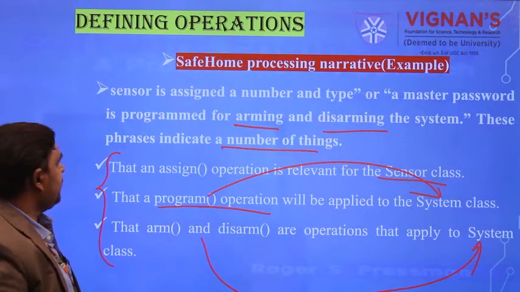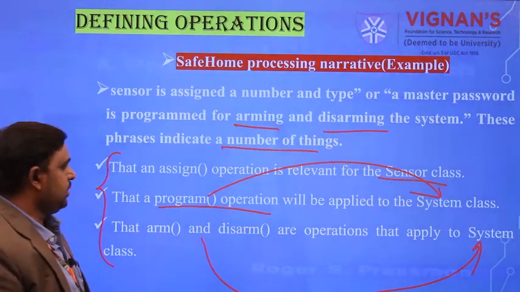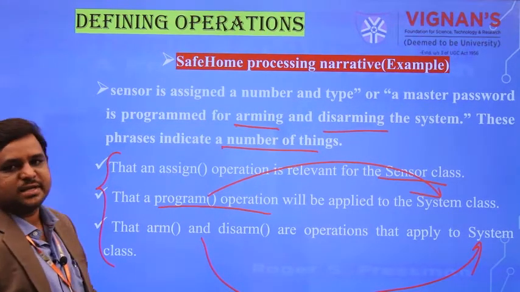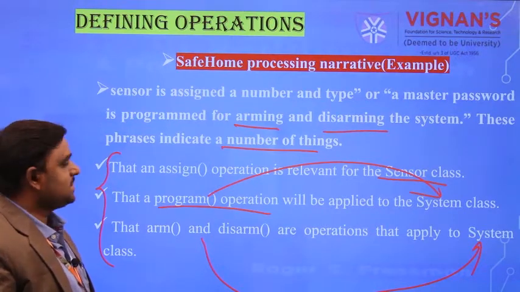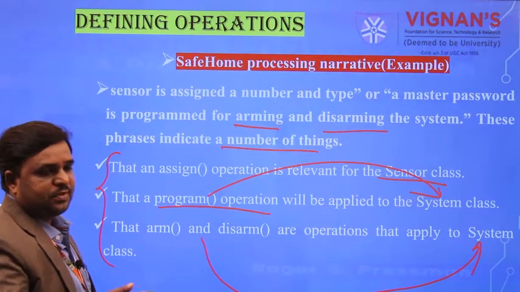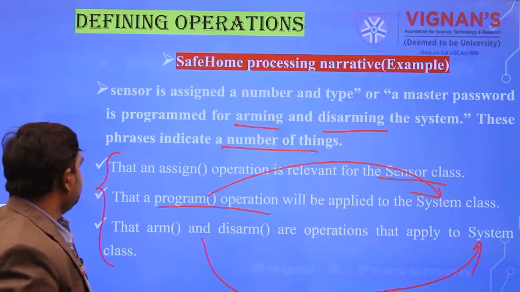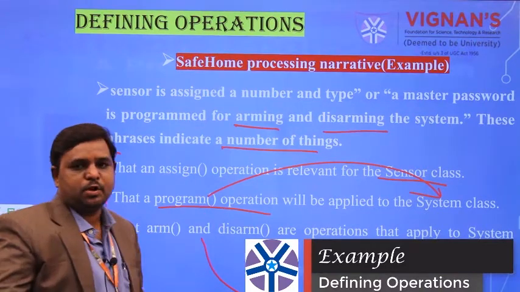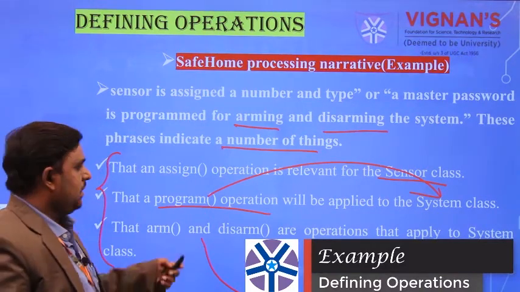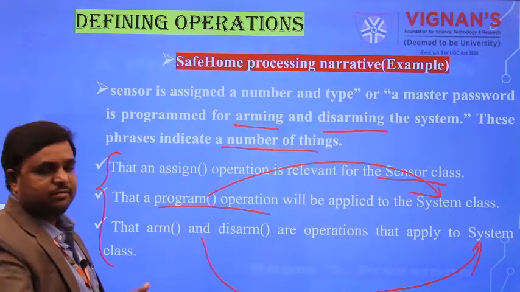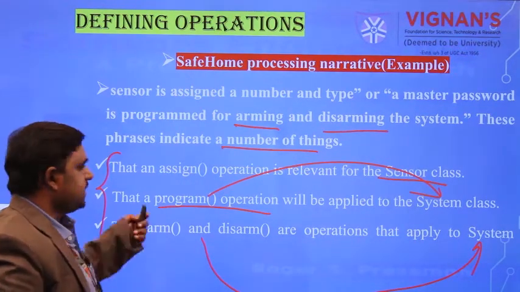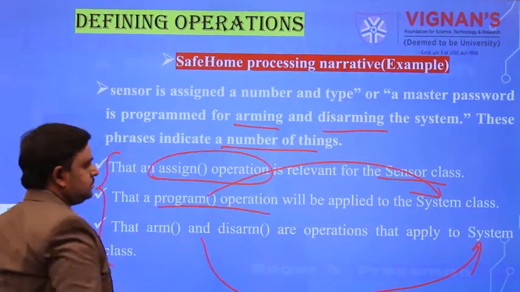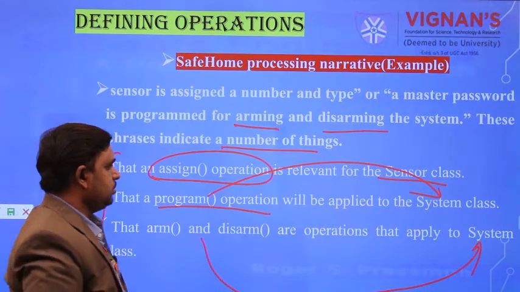So different types of operations we are going to perform on different classes. Here sensors are assigned a number and a type, or a master password is programmed for activating and deactivating the system. That means we are going to perform safe home processing, that is, how we are going to perform these operations which are related to different classes. These phrases indicate a number of things, like the first one, the assigning operation, which is related to the sensor class.